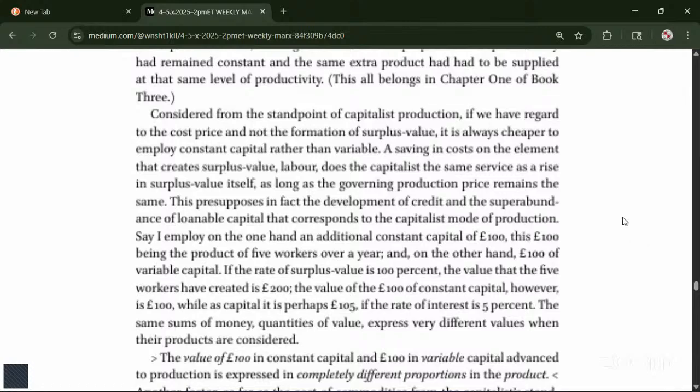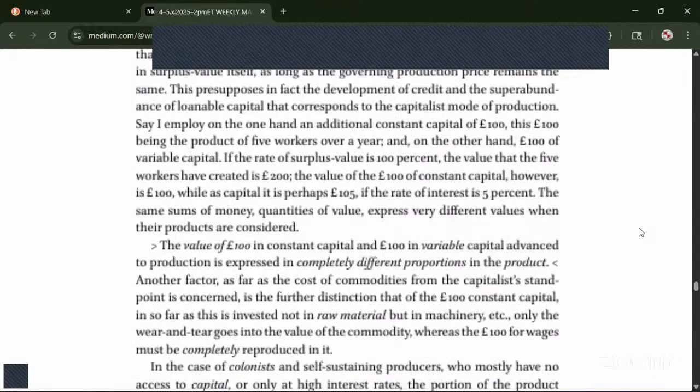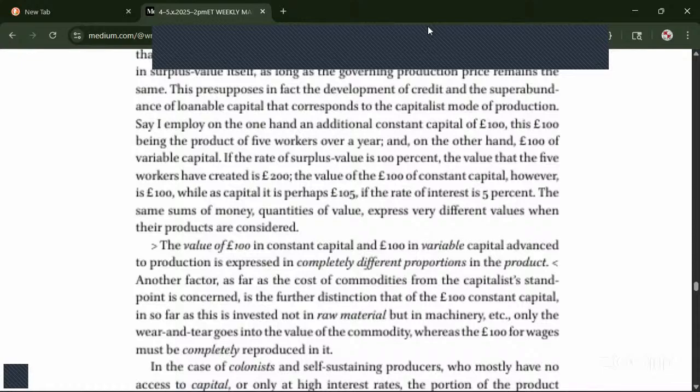The value of 100 pounds in constant capital and 100 pounds in variable capital advanced for production is expressed in completely different proportions in the product. Another factor as far as the cost of commodities from the capitalist standpoint is concerned is the further distinction that of the 100 pounds constant capital, insofar as this is invested not in raw material, but in machinery, etc., only the wear and tear goes into the value of the commodity, whereas the 100 pounds for wages must be completely reproduced in it.